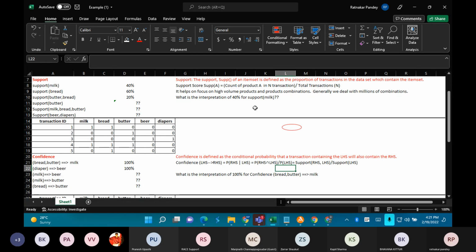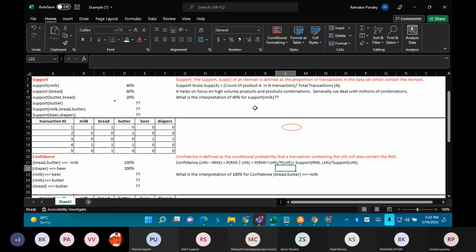Row number 21. What is on the left side? Bread and butter is on the left side, right? Milk is on the right side. What we are trying to predict is, given the left hand side has already happened, what is the probability the right hand side will happen? For a moment, we take out left and right. Given that I have bought bread and butter already, what is the probability of me buying milk also?